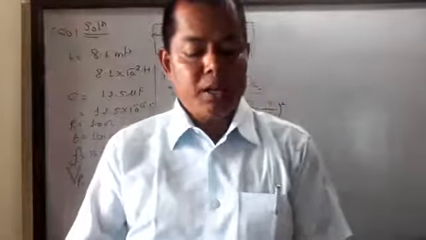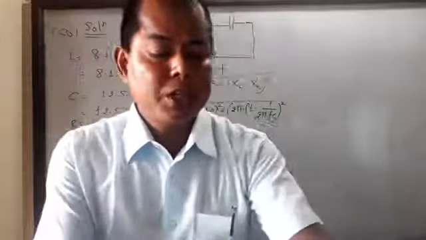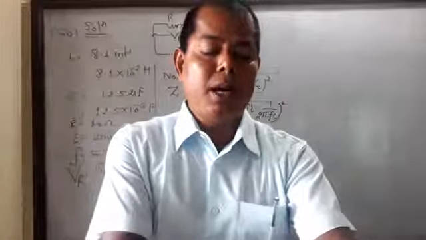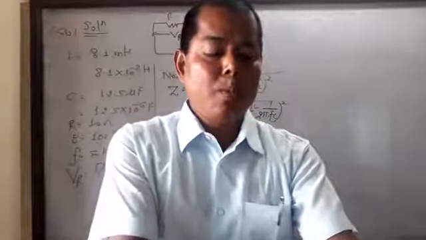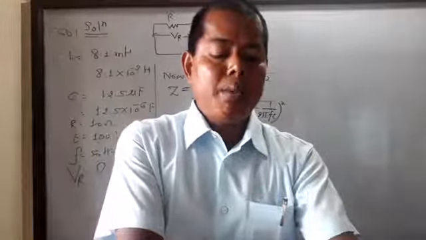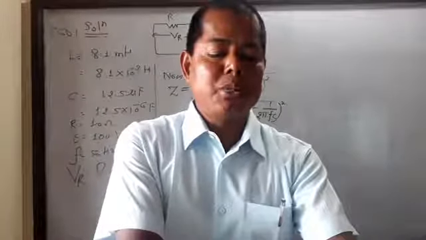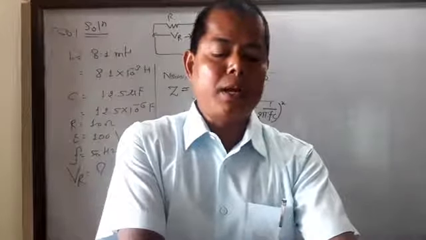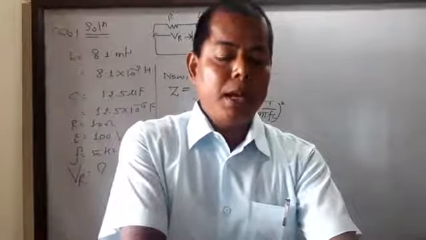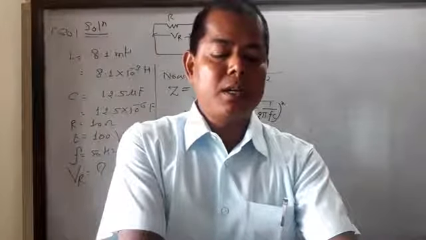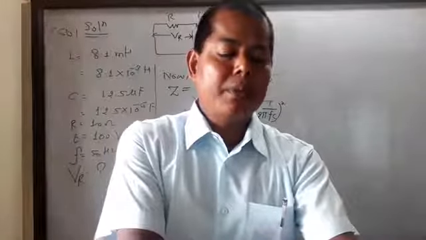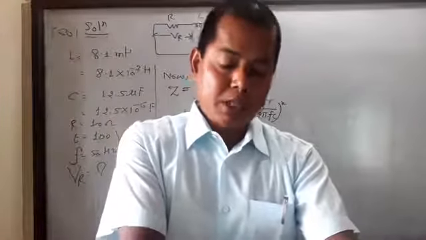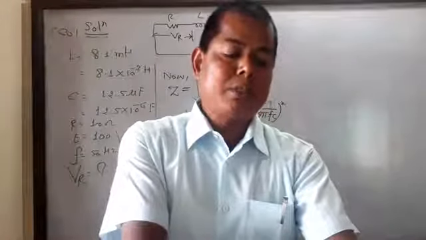Now another question. Listen. Question number 61. An alternating voltage VRMS 10 volt, frequency 4 kilohertz is applied to a resistor of resistance 5 ohm in series with a capacitor of capacitance 10 microfarad. Calculate the VRMS potential difference across the resistor and capacitor. Means we will find the potential developed across the resistor as well as the capacitor both.